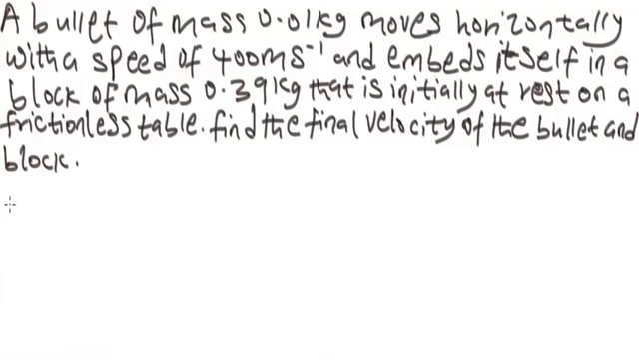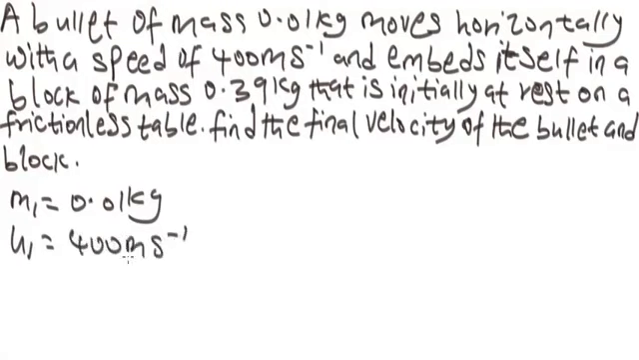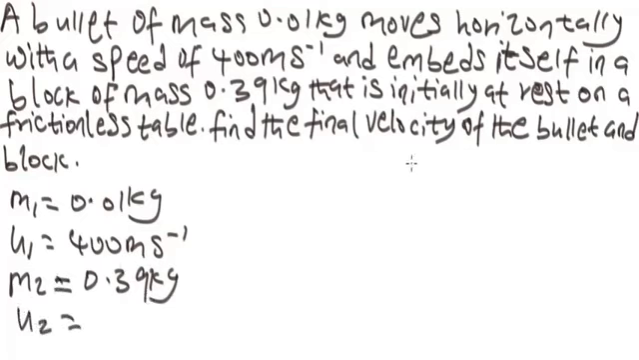In this question we have our m1 to be 0.01 kg. We have our u1 to be 400 meters per second. We have our m2 to be 0.39 kg. We have our u2 to be, when m2 is 0.39 kg, the velocity is at rest. Initially at rest, that means it will be 0. So we are looking for v. This question is under perfectly inelastic collision.